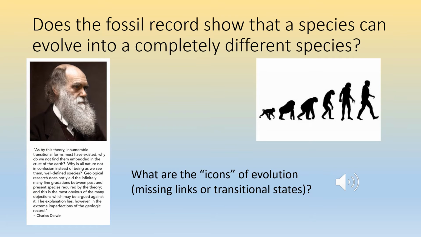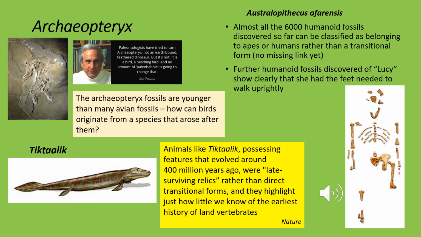I'm going to look at three of them. These are the three standard or classic examples of transitional forms. Are they supported by the fossil record? When we look at these examples of missing links or icons of evolution, we find the story is very different to that painted in the literature or in the media.